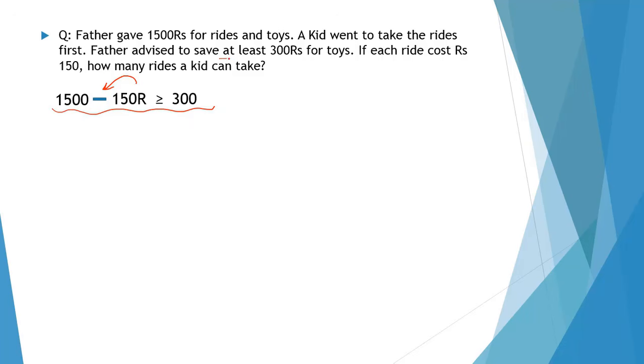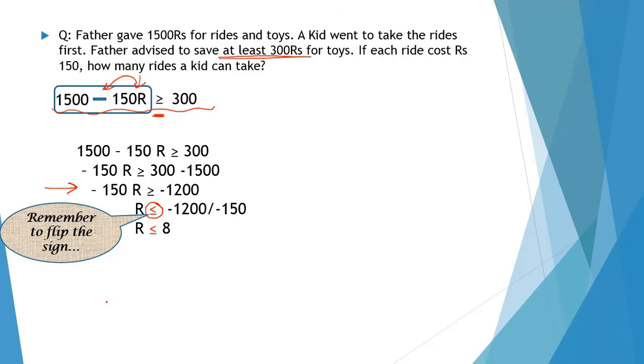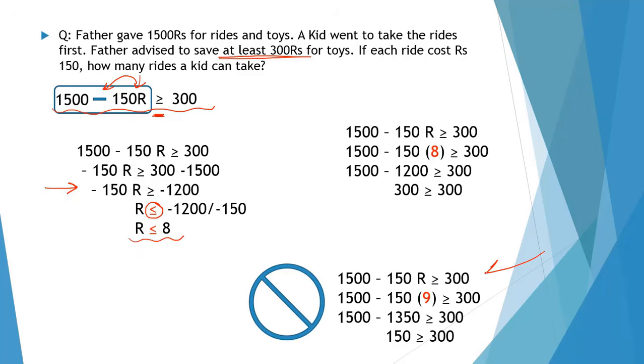You should be sensitive to these words, at least 300, because this will tell you which symbol you have to use. At least 300 means that after spending on rides, the amount must be greater or equal to 300. Be careful at this stage. You are going to divide minus 150 at right hand side, and you have to flip the sign according to the rule. So number of rides should be less than or equal to 8. Exceeding 8 will reduce the amount below 300.